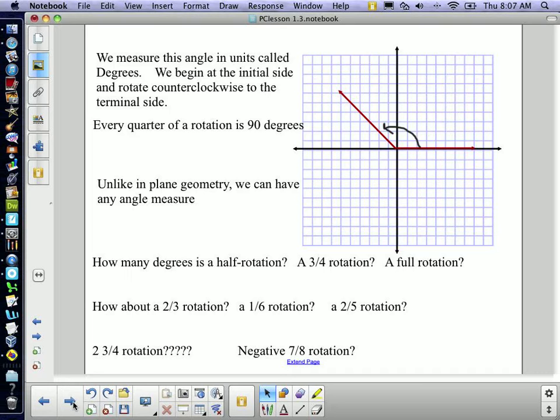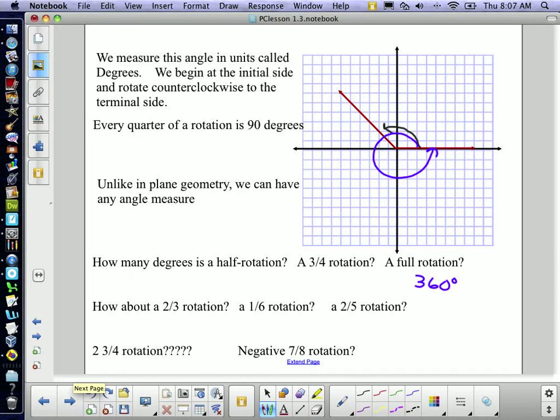Unlike in plane geometry, we can have any angle measure. I've already talked about this a little bit, and we're going to talk about the idea of rotations. First off, if we did just one full rotation all the way around, right back onto itself, how many degrees would that be? 360. Okay? So what would a 3/4 rotation be? 270, yes. How about a half rotation? You all said 180. How about 2/3 of a rotation?